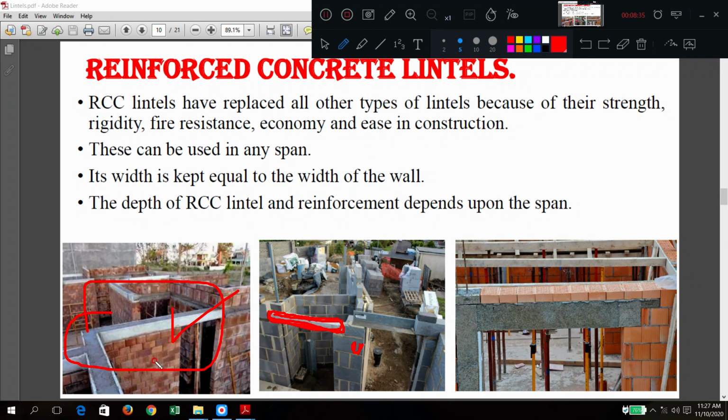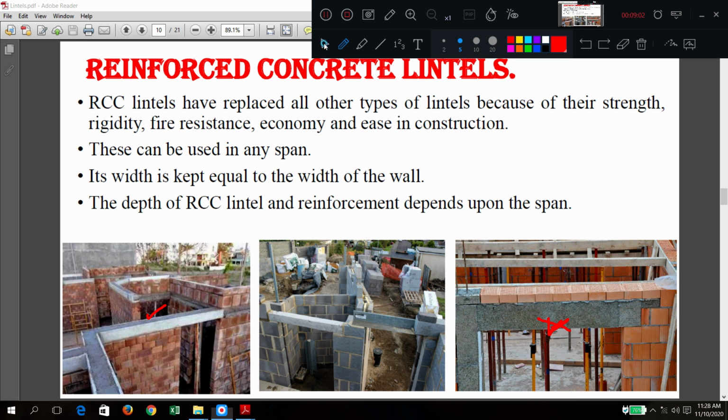So this is a typical RCC lintel. There is one more lintel. So this is a precast lintel, and this is a cast in situ lintel. You can give any name to this one, because in the diagram it is not clearly shown. I think this is also cast in situ.